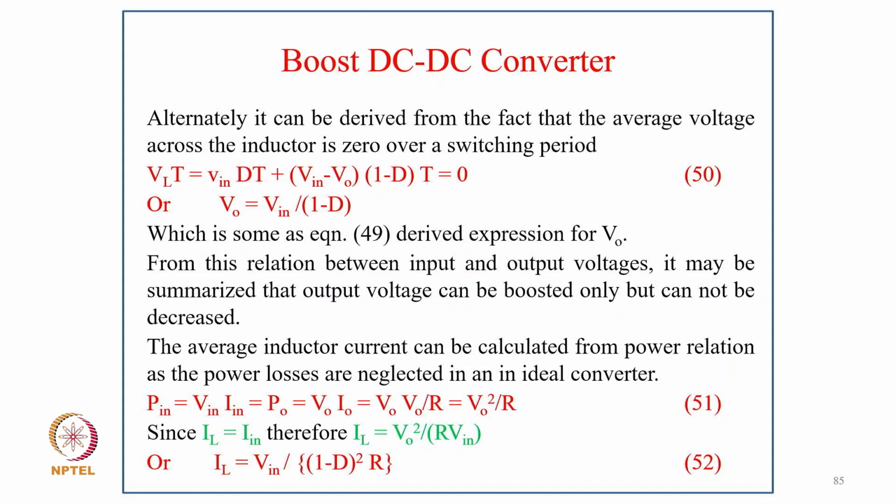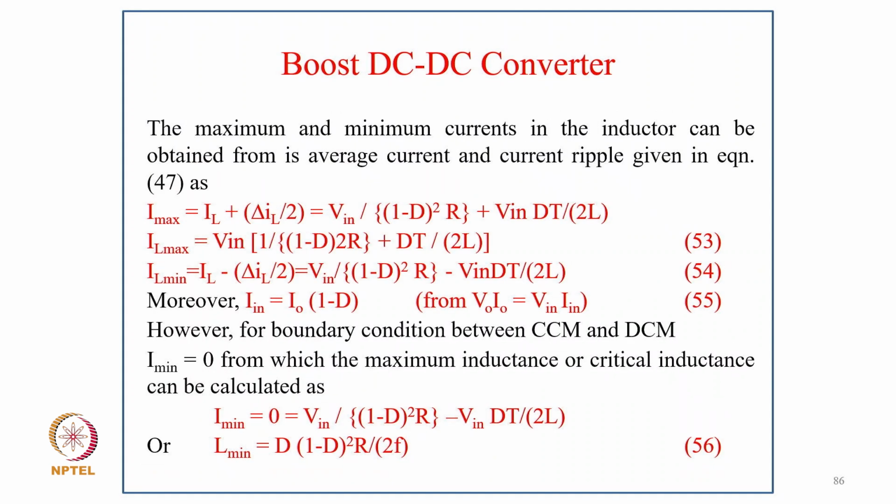So, average inductor current can be calculated from the power relation, as the power losses are neglected in an ideal converter. Pin equal to Vin Iin equal to PO equal to VO IO, that is equal to VO square upon R. So, since IL is equal to Iin, therefore IL equal to VO square divided by R Vin, or IL equal to Vin upon (1 minus D) square into R.